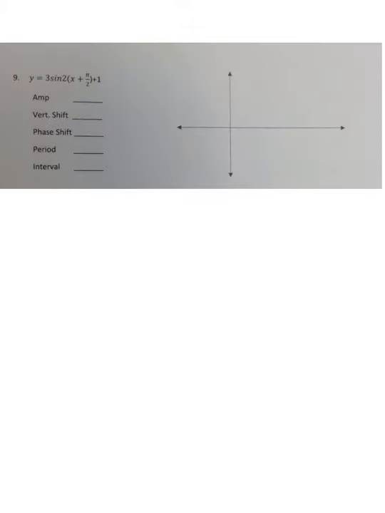All right, number 9. We got a whole lot going on in number 9. So we know the amplitude is 3. The vertical shift is a +1, or you can write up 1. I just have trouble fitting it in there. All right, the phase shift is, we're going to go to the left pi over 2, right? Left pi over 2.